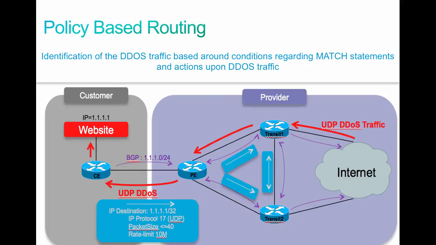The next solution is policy-based routing, wherein the identification of the DDoS traffic is based around conditions regarding match statements. For example, your source or destination address, the protocol, the packet size, etc. And actions are then taken upon the DDoS traffic. These actions can be either to discard the traffic, to log it, to rate limit it, or to redirect the traffic. So this looks like a great solution since it is done with hardware accelerators for carrier-grade routers. However, the downside is that the customer needs to call the provider, who then needs to accept and run this filter on each of the backbone or edge routers. And also, once the attack has been identified and fixed, the customer needs to call the provider and remove the rule.